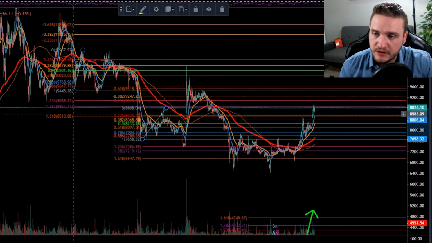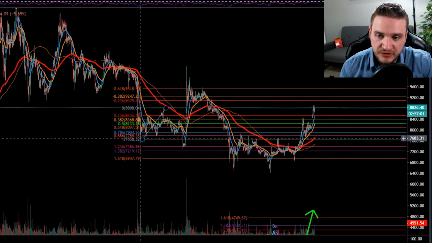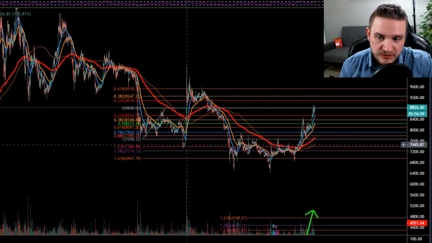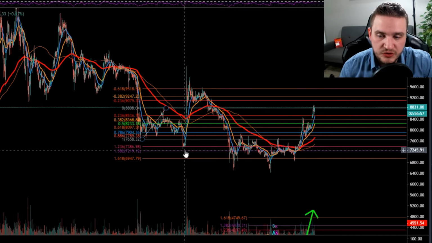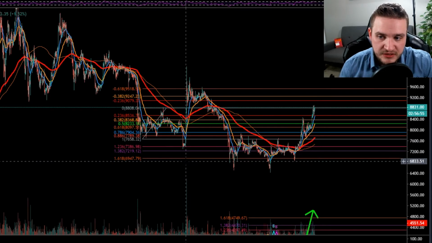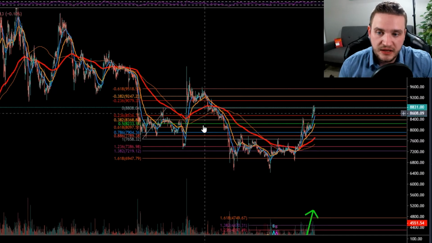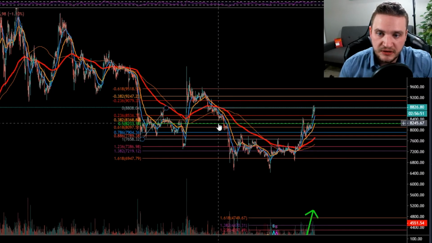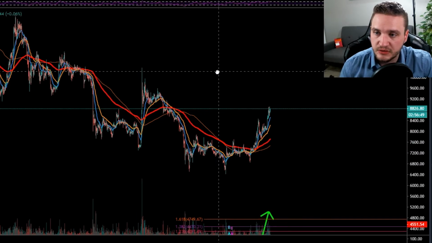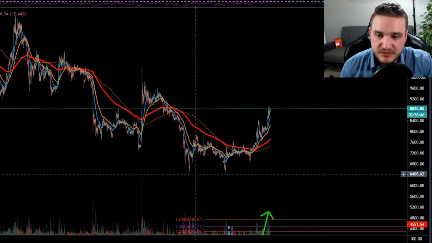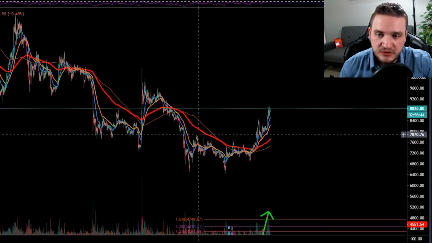In regards to this one, we would have looked for an entry at the 1.236, 1.382, would have been able to pick it up, with a stop loss under the 1.618. Again, let's check another one here. You're going to see these all over the place, absolutely all over the place, especially on smaller time frames.